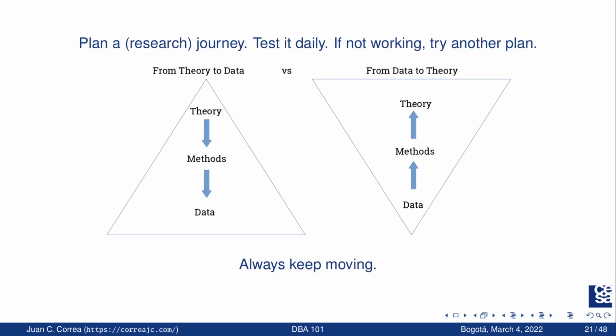But you also need to plan a research journey. Test it daily, and if not working, try another plan. So you have here two, let's say, options, but in practice, you have a whole range of intermediate points between these two. You can choose going from theory to data, and from theory, you realize what could be the possible methodological approaches to get the relevant data that you need to have in order to complete your doctoral proposal.